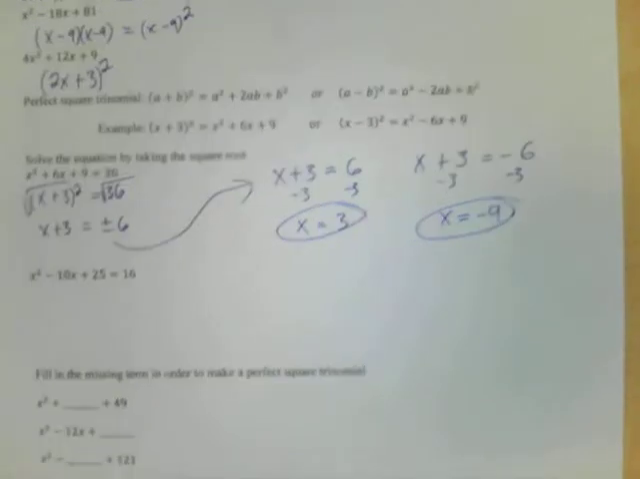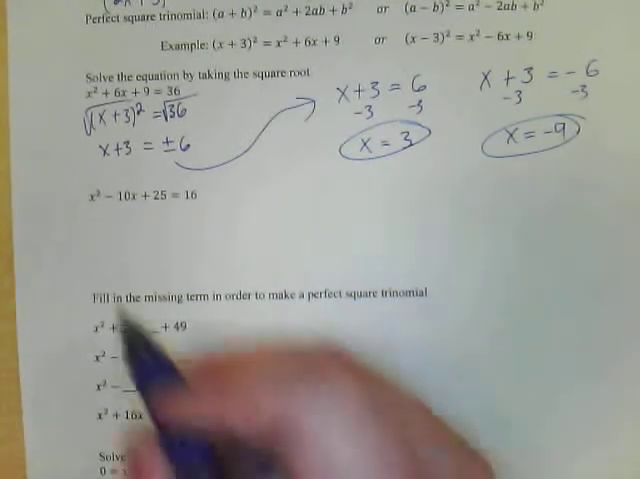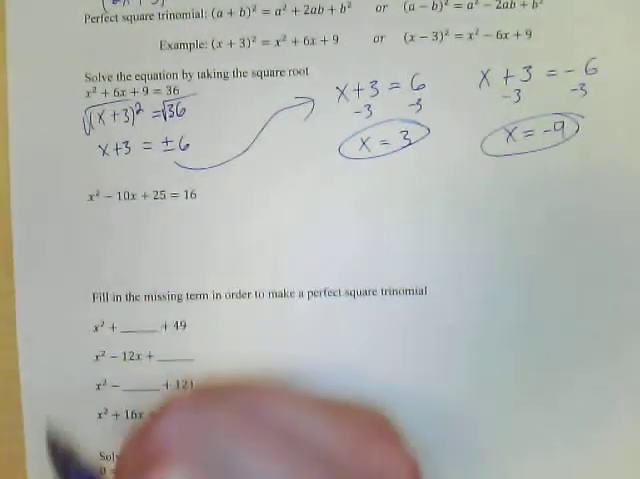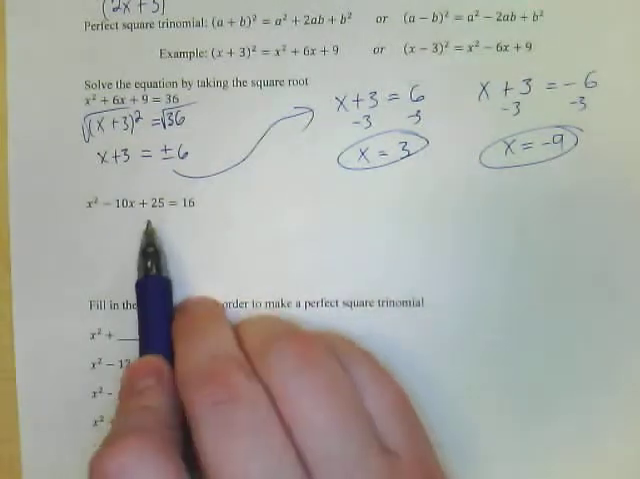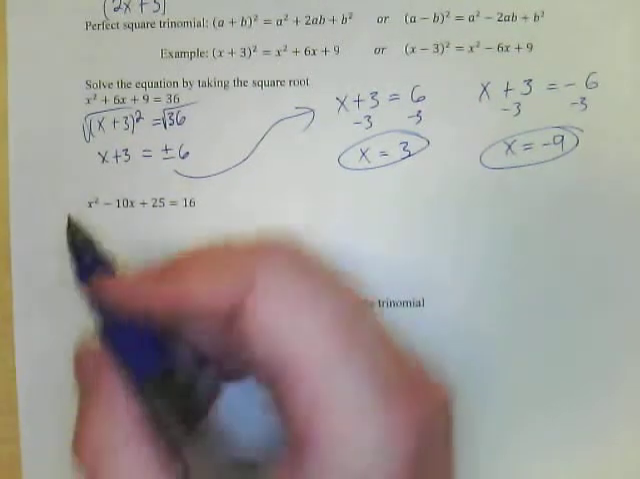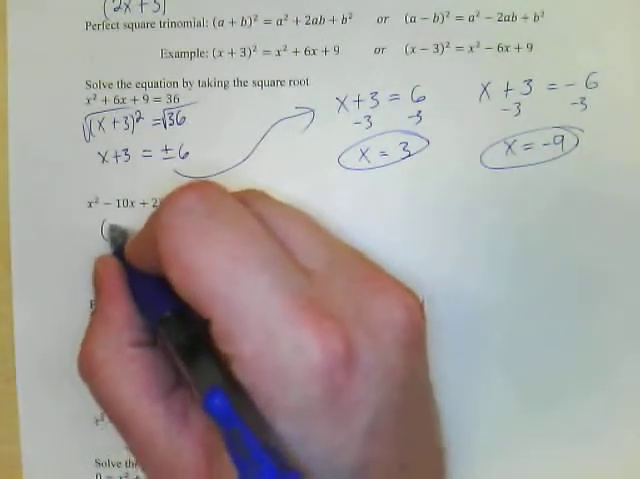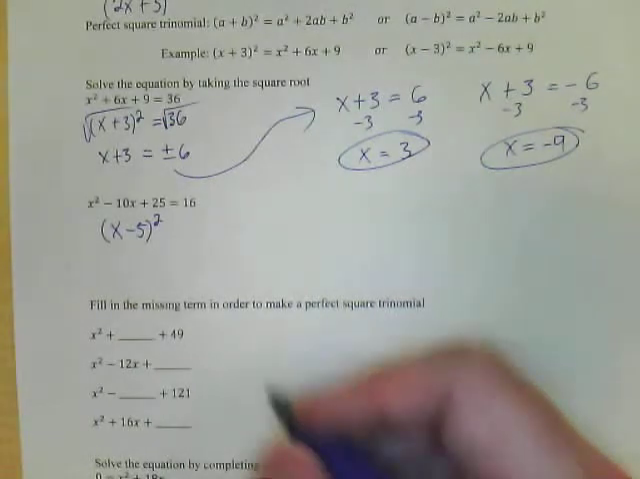Let's do another one of these. All right, x squared minus 10x plus 25 equals 16. So let's factor this one. So again, we could follow these rules up here, or you could think about we need two numbers that are going to multiply to be 25 and add to be negative 10. Those two numbers, they're both going to be negative 5. So this factors to (x minus 5) squared.